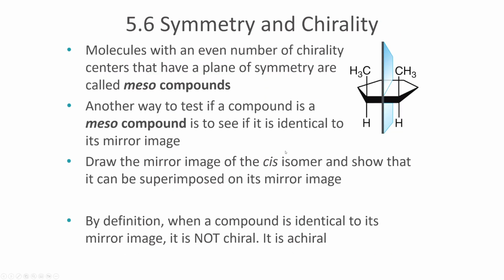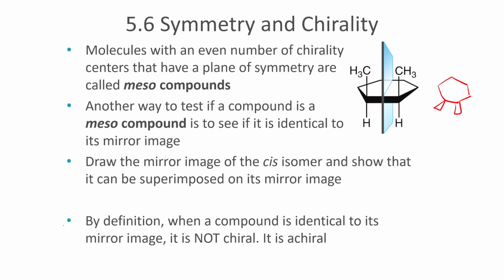Now, there is an exception to this, and that is that if you have a molecule that has an even number of chirality centers, and it is arranged such that there is a plane of symmetry within the molecule, you will have what's known as a meso compound. And that meso compound does not have an enantiomer. An example here is this dimethyl cyclohexane, and we can redraw this too in another way.